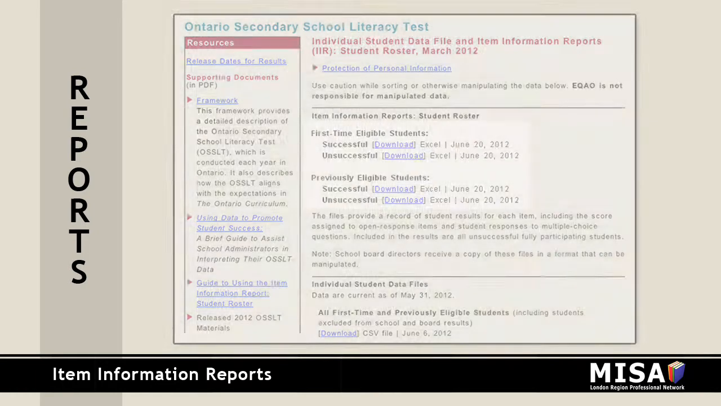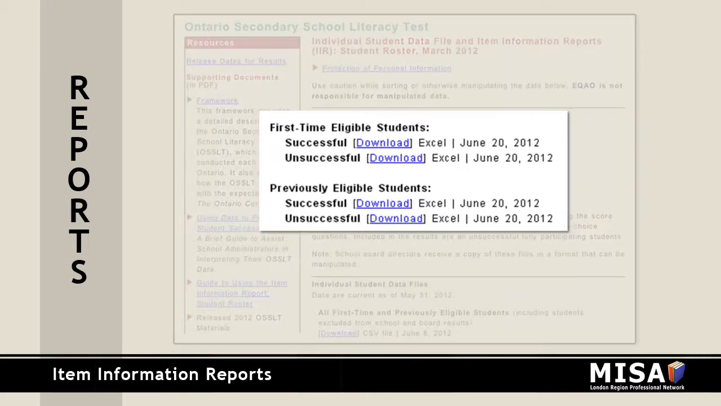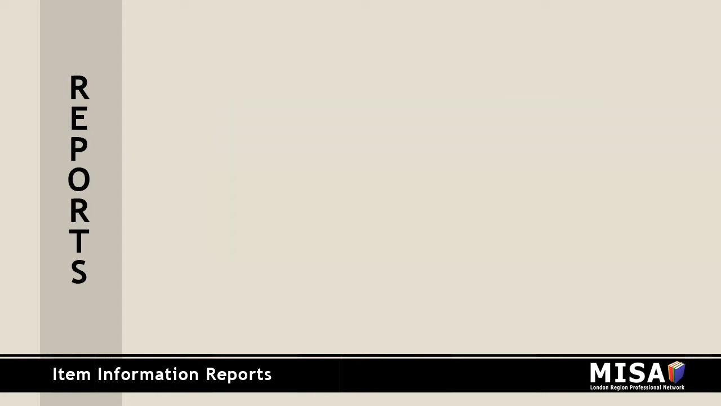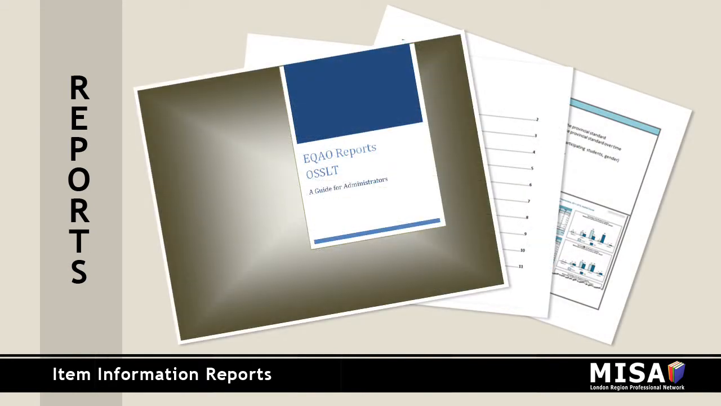This page provides you with the Item Information Reports for the OSSLT for first-time eligible and previously eligible students. There are separate reports for successful and unsuccessful students in each category. These reports provide you with information about how each student and your school performed on specific questions. For more information on these reports, please see the resource guide for a breakdown of the information and how to use these reports in your school.